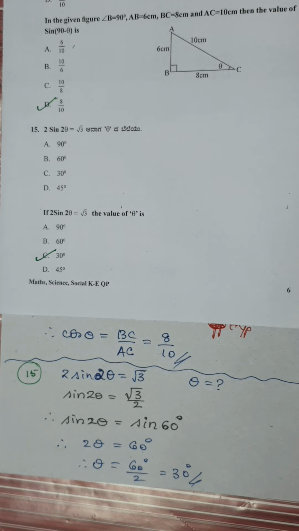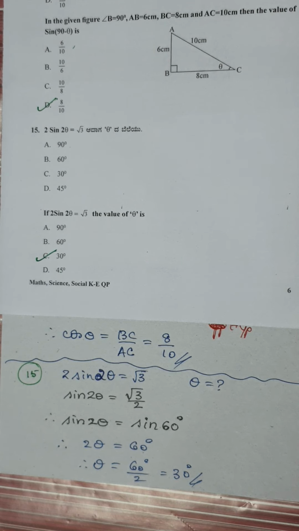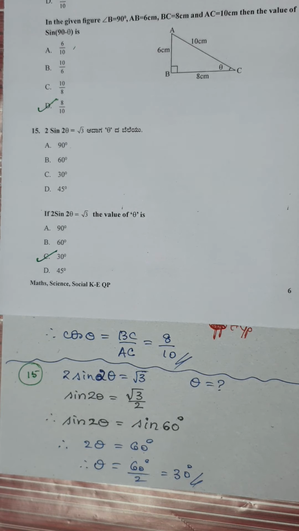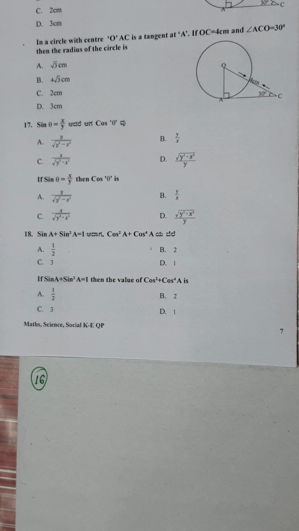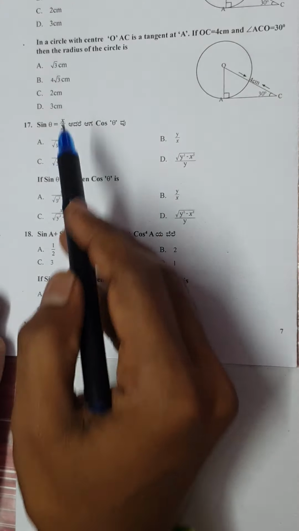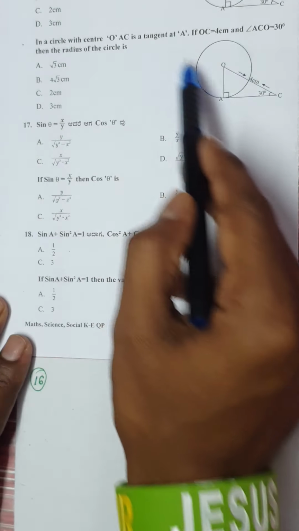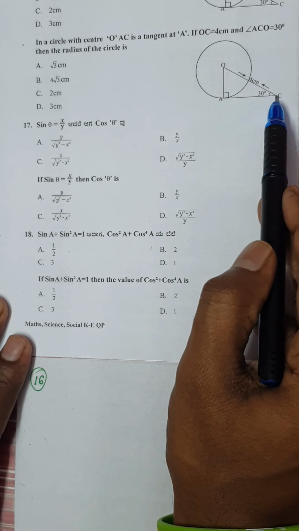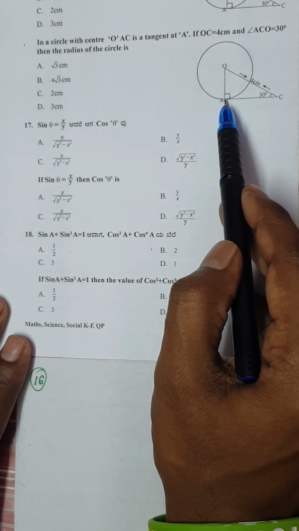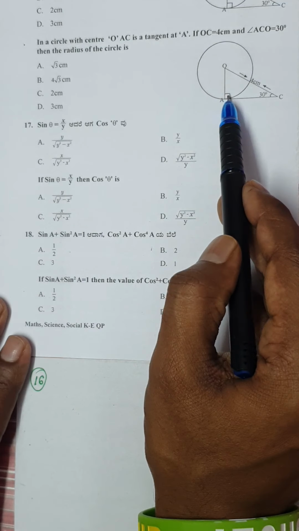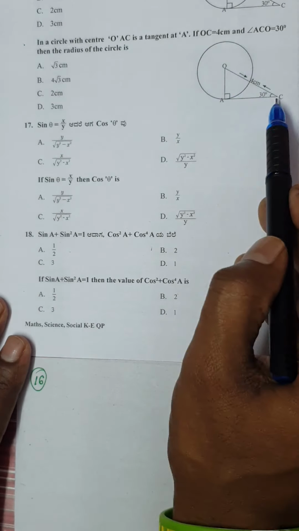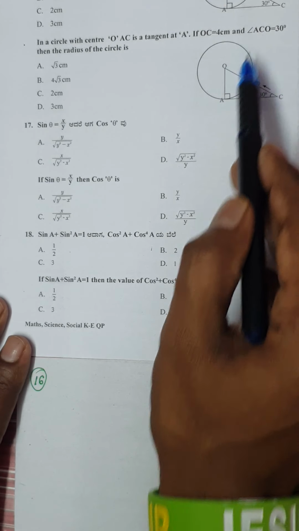Sometimes the questions on trigonometry would be asked in a very simple way. Only thing is you have to be careful in finding out the right answers. Proceeding on to question number 16 now. Question number 16 is a mixture of circles, tangents and also trigonometry, but you need not be confused. Look at the question. In a circle with center O, AC is the tangent. It's very visible here. We know tangent and the radius at the point of contact should be 90 degrees.